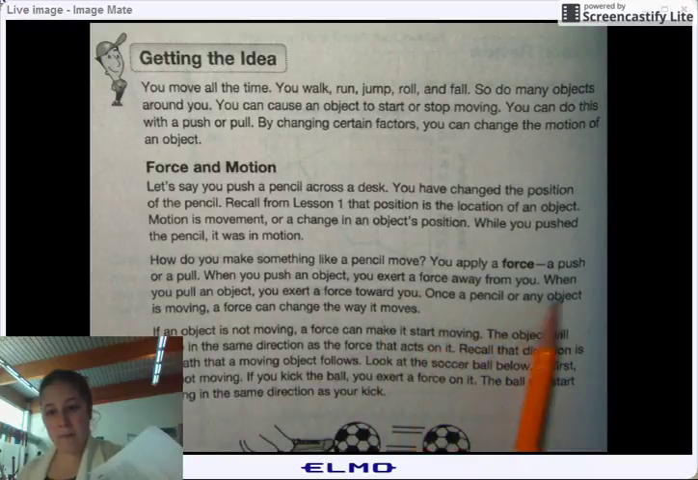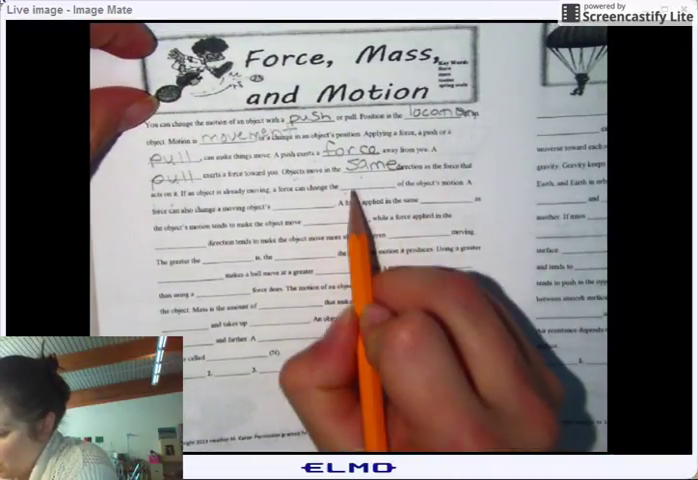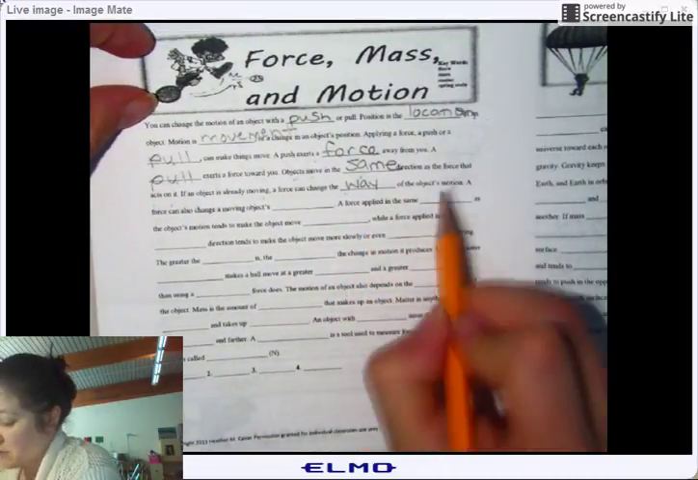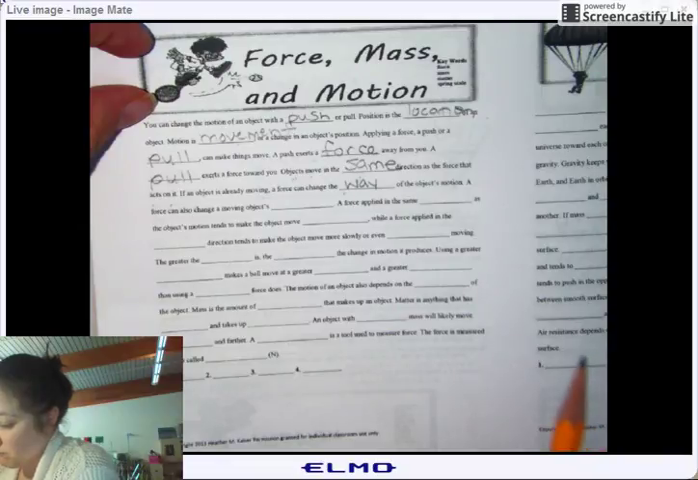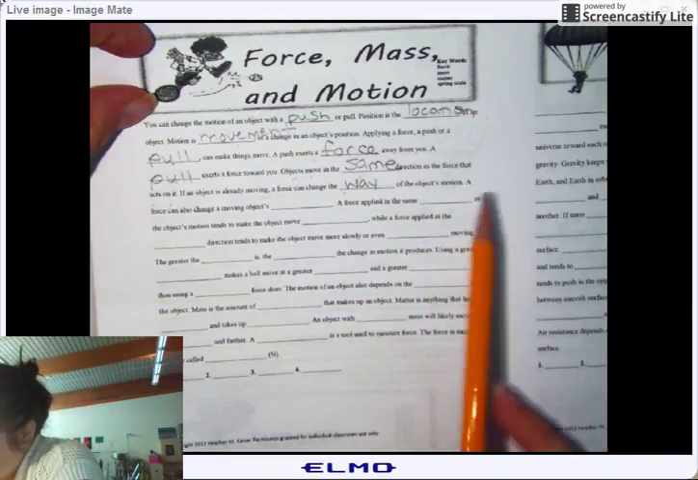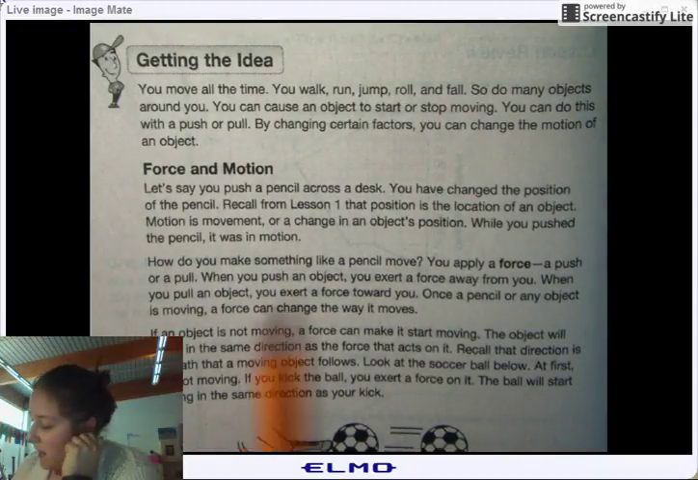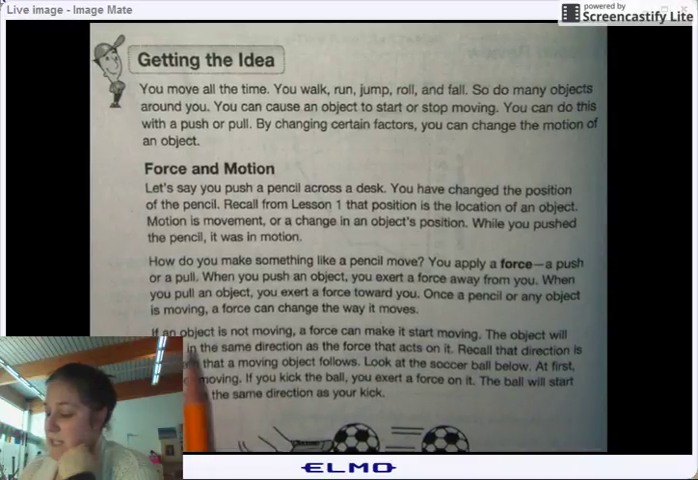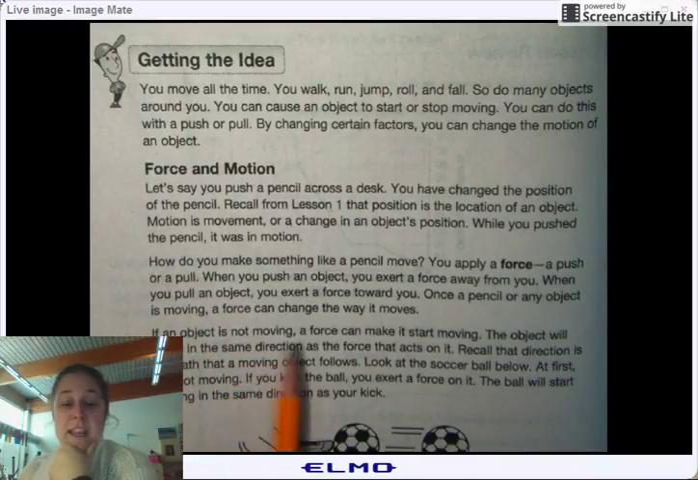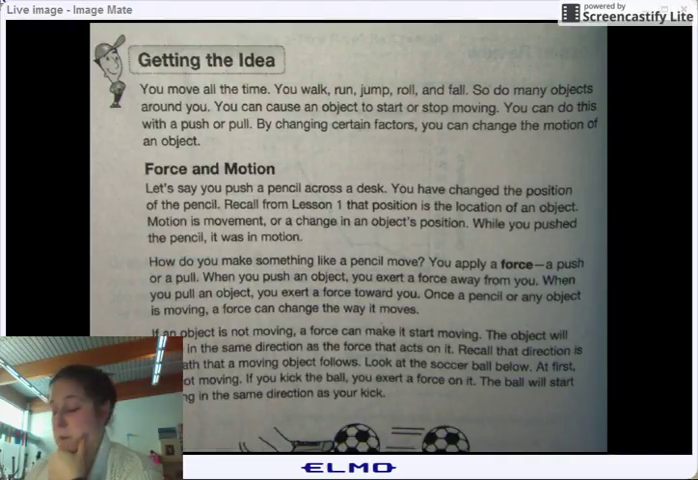So once a pencil or an object is moving, a force can change the way it moves. So the force can change the way of an object's motion. I don't like that one. We might change that one. We're here. If an object is not moving, a force can make it start moving. An object will move in the same direction as the force it's acted upon.